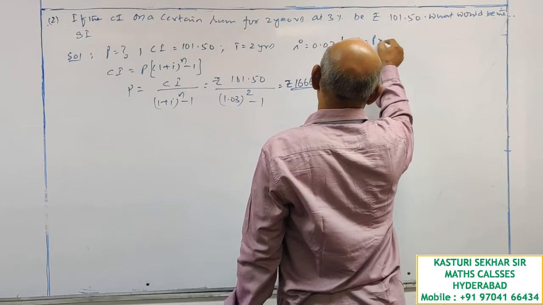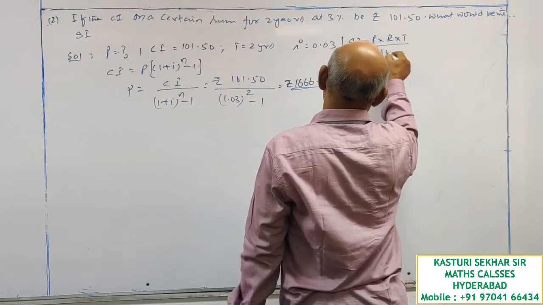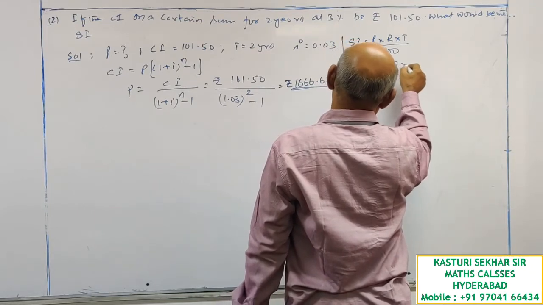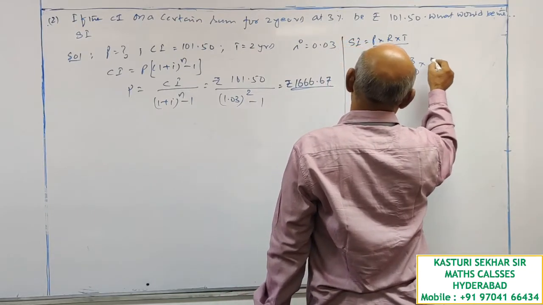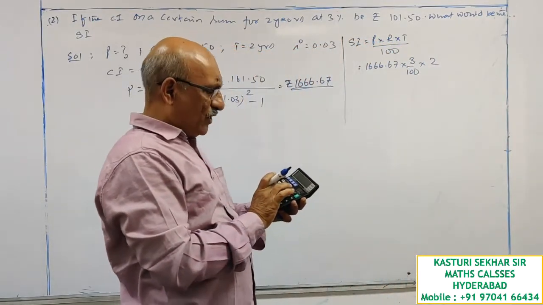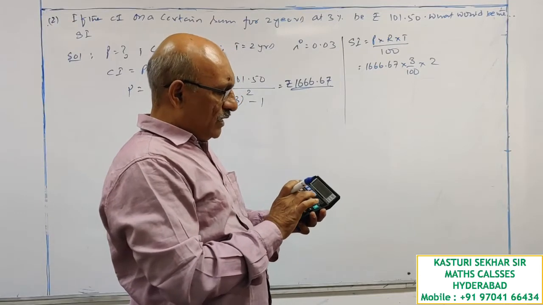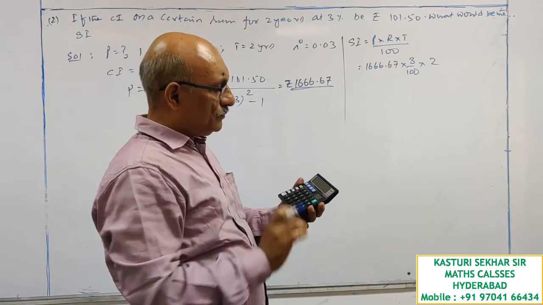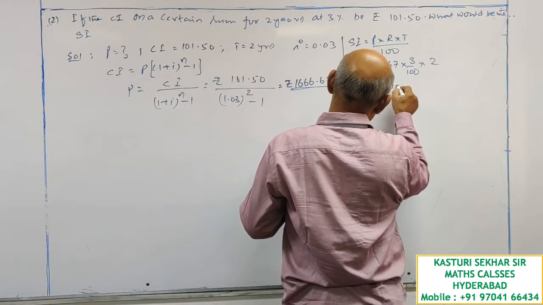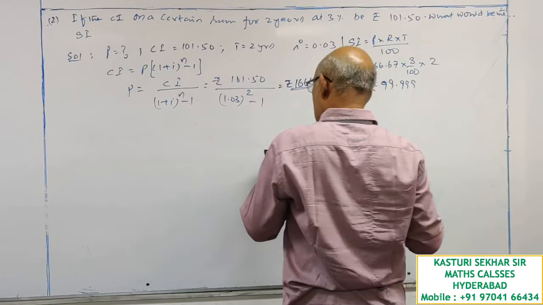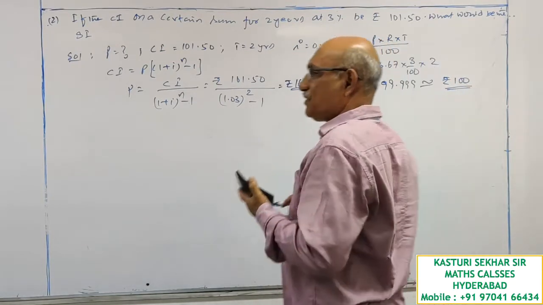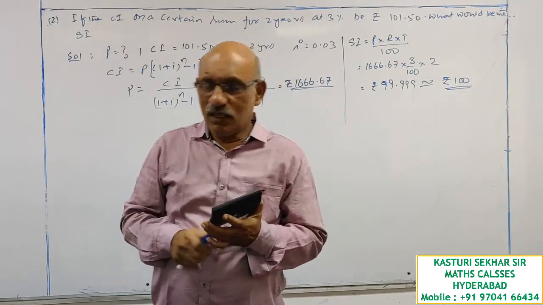Now let us calculate simple interest on this. Simple interest is equal to principal into rate into time by 100. Principal is 1666.67 into 3 by 100, time is equal to 2 years, into 6 divided by 100. That gives 99.99 rupees, 99.999 recurring, approximated to rupees 100. How much simple interest will you get on this? 100 rupees.